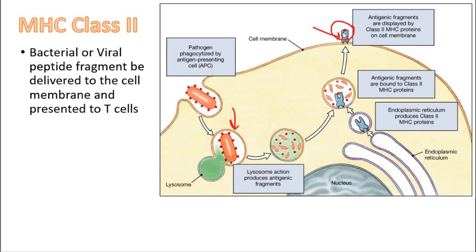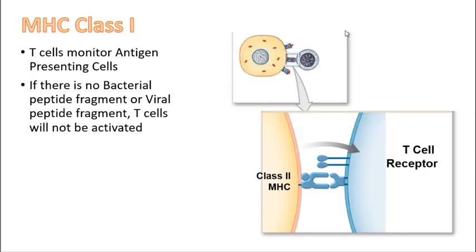So macrophage is telling the T helper cell, I found an infection, I found a pathogen, I destroyed it. Here is how it looks like. This is the antigen. Here is the antigen. Go tell the B cells to produce antibodies against this antigen.